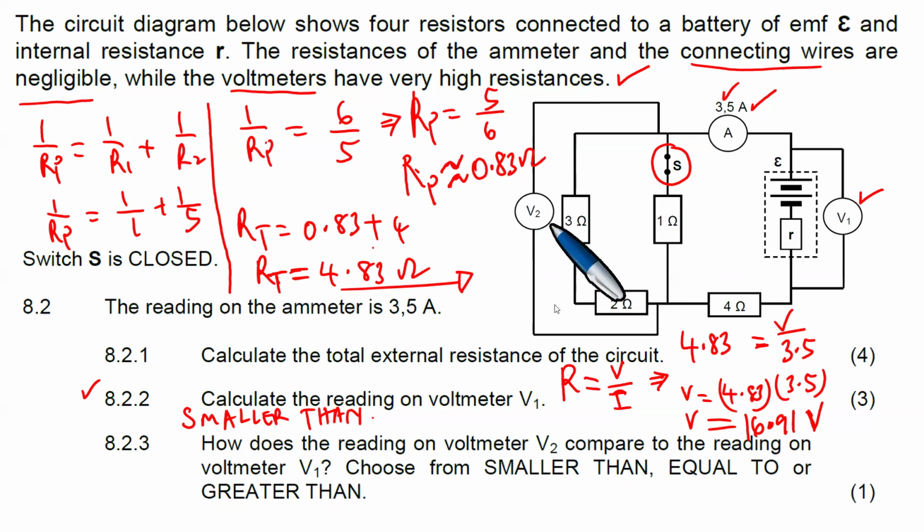That is why V2 is smaller than V1, because V1 is closer to the source and is measuring the EMF of the battery. The EMF is the biggest potential difference you can get. It's the biggest energy we can get from the battery, the maximum amount of energy that the battery can produce, the electromotive force of the battery.